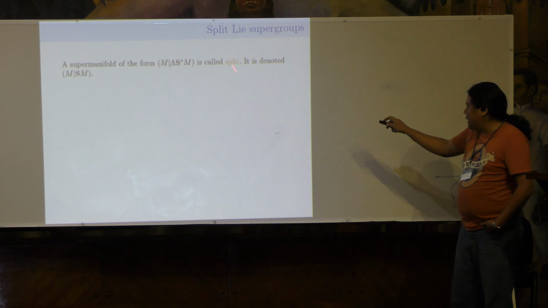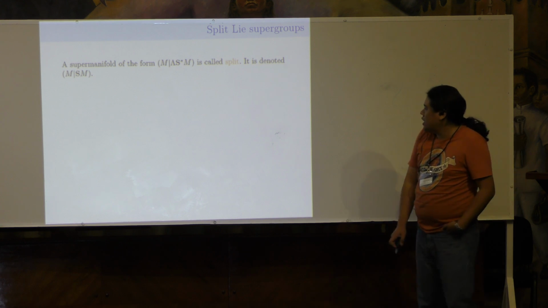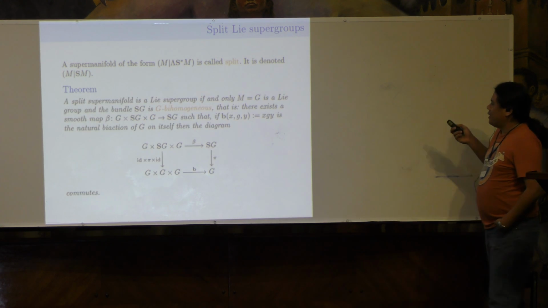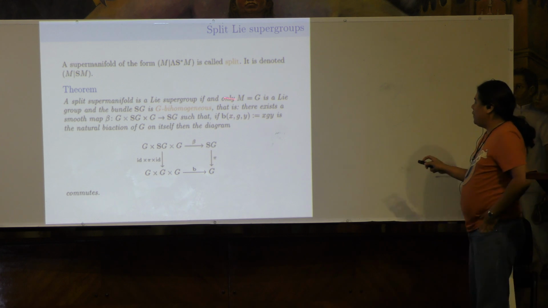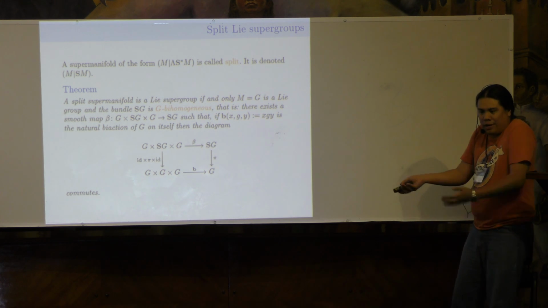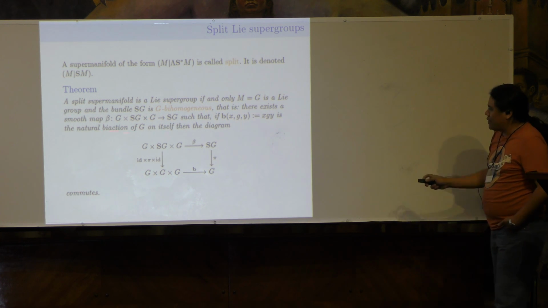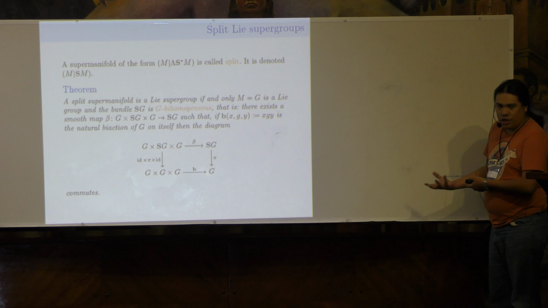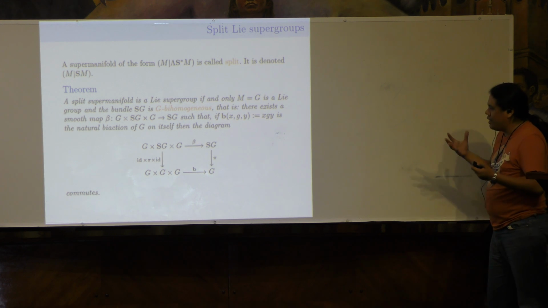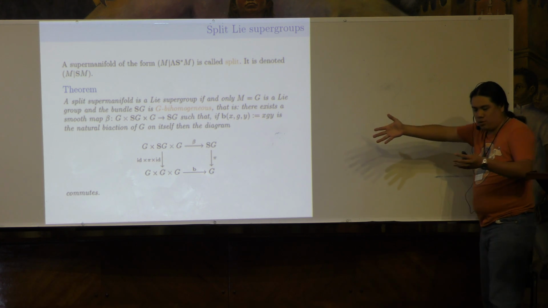So the name comes from Batchelor's theorem, and it has an algebraic motivation. But what we can prove, and this is quite nice, is that a split supermanifold is a Lie supergroup, whatever that means, if and only if the manifold is a regular Lie group, which ought to be, and the bundle is G-B homogeneous, meaning that we have this diagram, we have this map we call a B-action, which is essentially a pair of actions, one right action, one left action, and they commute. They intertwine well.